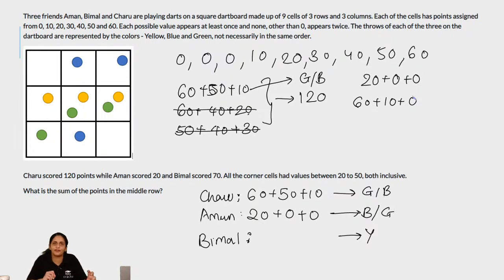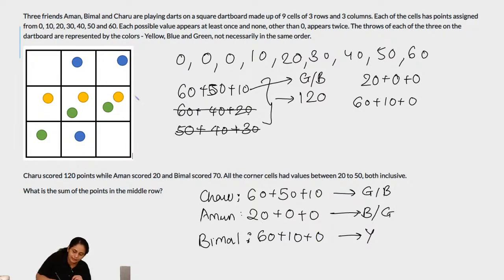See, you can have 50 plus 20 plus 0 or 40 plus 30 plus 0. But that would mean that your shot has to land in at least one corner cell. But yellow is there only in the middle row. It is not there on any of the corners, which means that he cannot get any configuration other than 60 plus 10 plus 0. So this has to be 60 plus 10 plus 0. Now if this guy is 60 plus 10 plus 0, he is yellow.